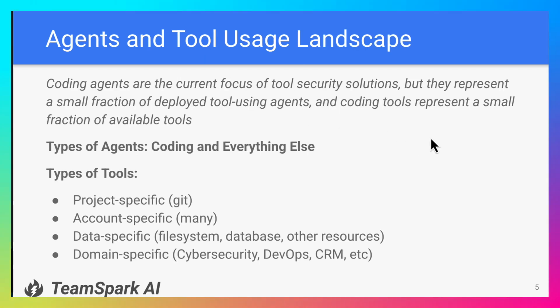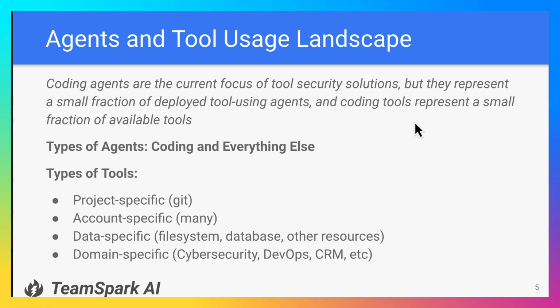And let's talk a little bit about the agents and tool use landscape before we get into some of the decisions we've made around how to do this. So coding agents are really the current focus of tool security solutions right now. If you look at the things that StackLock and Docker and other people are working on in this space, it's very focused on coding agents for good reason. That's where a lot of excitement is and a lot of interest. It's kind of leading edge. But coding agents represent a small fraction of the deployed tool using agents.